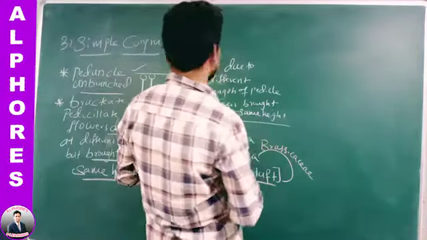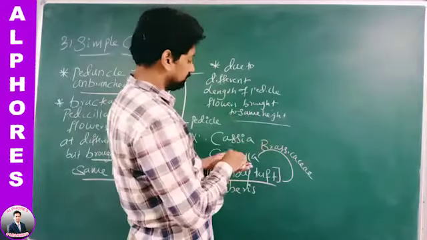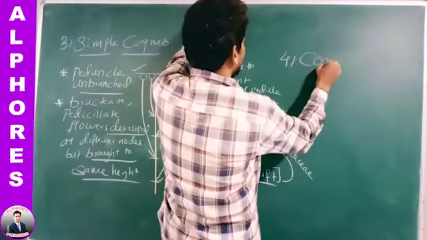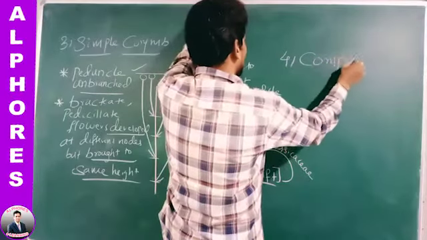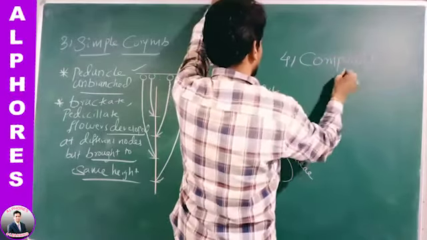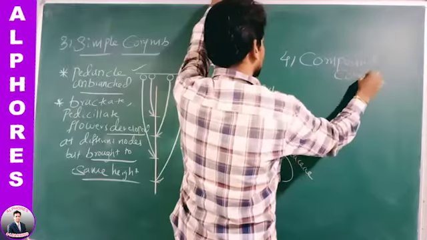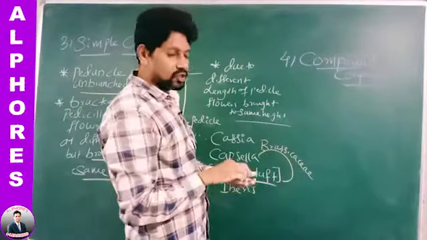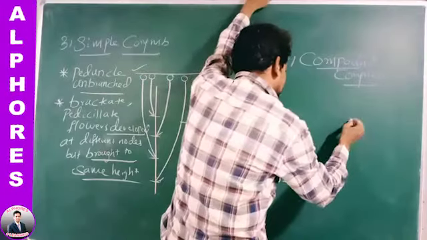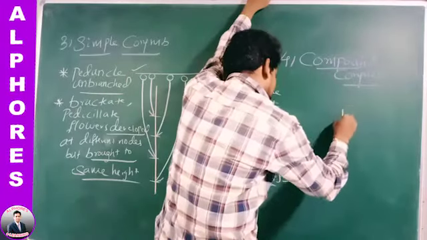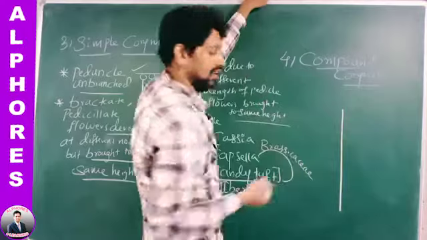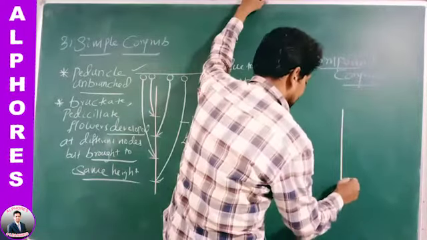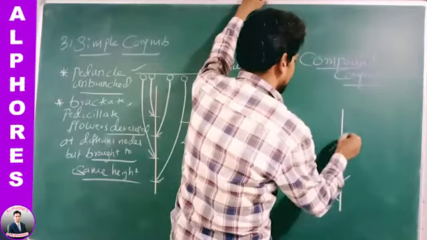Number 4, the fourth one. That is compound corymb. Sir, in the diagram, first what we have to draw? We have to draw peduncle first. Okay, this is peduncle, right? Next comes bracts.